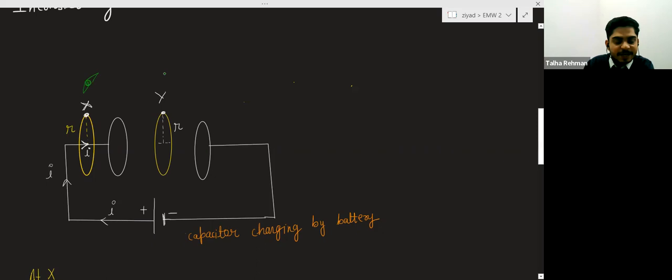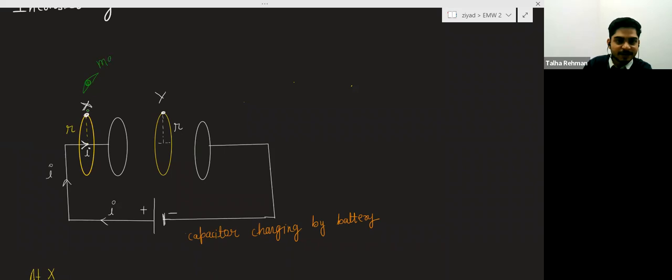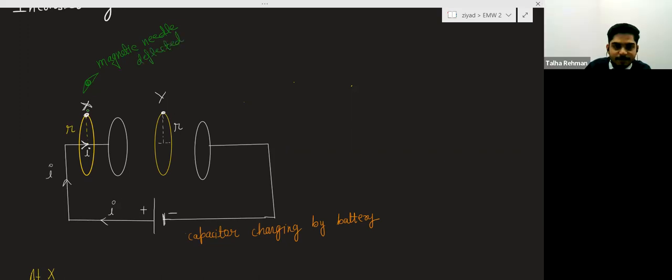What is the use of the magnetic needle? If the magnetic needle is deflected, it means at point X there is some magnetic field. Here it is seen that this magnetic needle deflected, by Maxwell. After that, he placed a magnetic needle at point Y.